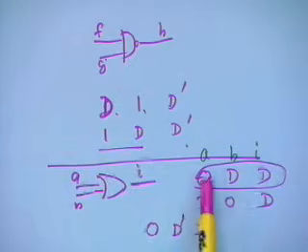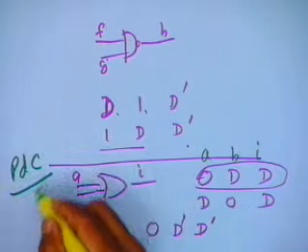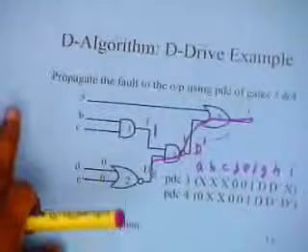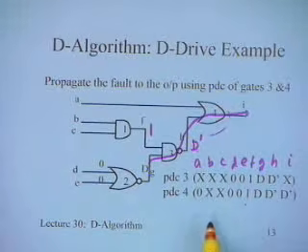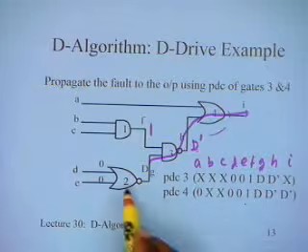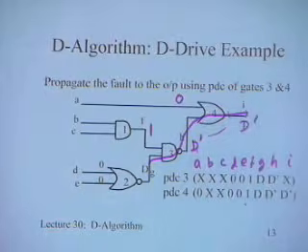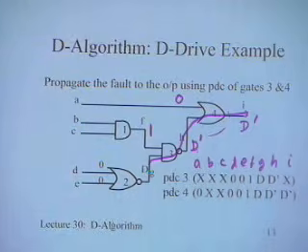So I take this row, please remember these are all PDCs, propagation D cubes for the OR gate. So I take this 0 D complement and cross it with this. When I cross it, I get 0 D complement, and I get 0 cross cross, B and C are not specified. So I got a 0 here, I got a D complement here. 0 cross cross 0 0 1 D complement, and my D drive is over because my fault has traveled to the output.